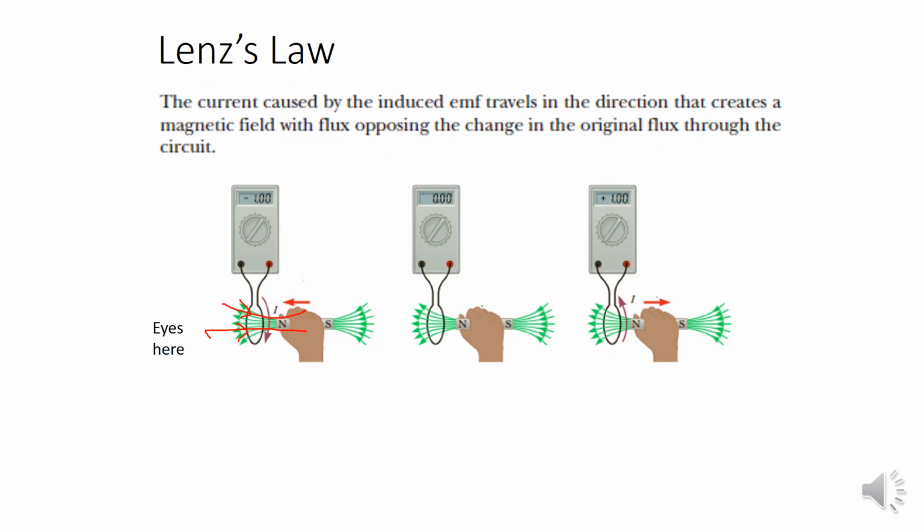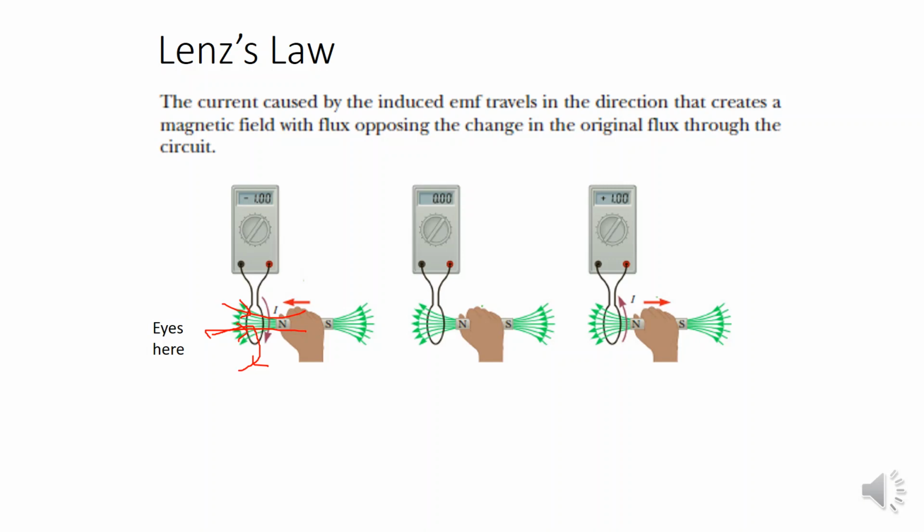So the current will be pointing downward. You curl your forefingers like this, in that direction, so your thumb is automatically directed downward. For the next diagram, you have steady flux to the loop. Steady flux, so there's no change in flux, so the reading from the ammeter is 0.